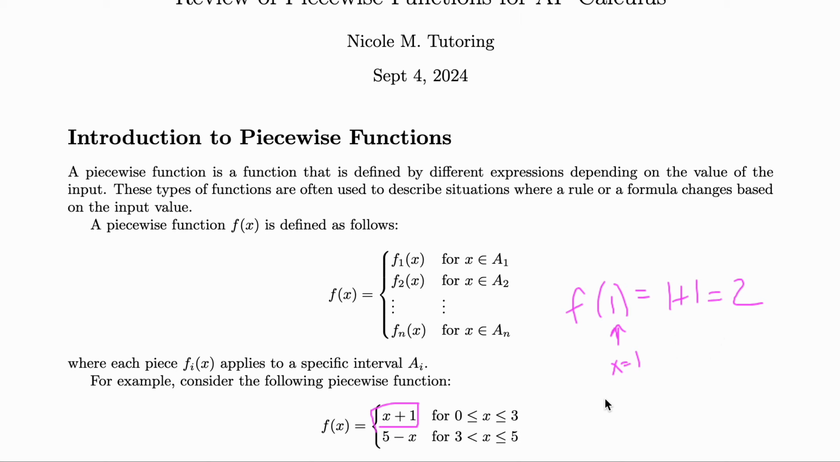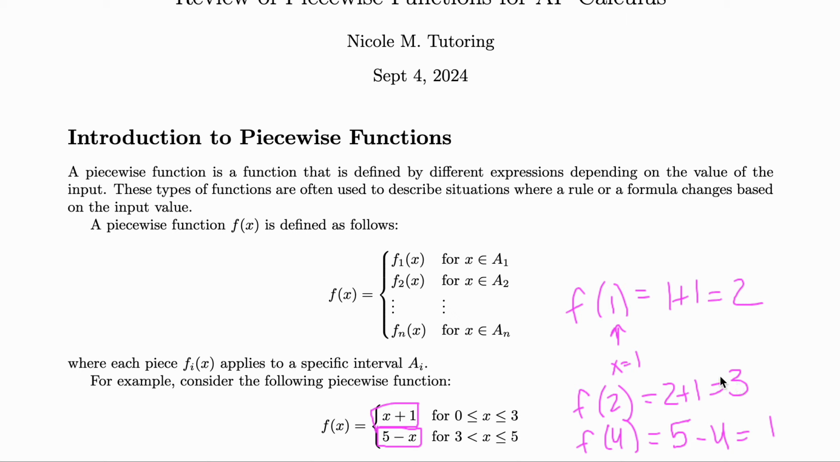Pretty straightforward. Let's take a look at another quick example. If I did f of 2, I would be using the same function rule because, again, my input value is still between 0 and 3. So now I would simply do 2 plus 1 and I would get 3. Now let's take a look at something like f of 4. Now my x value of 4 is in between 3 and 5, so I'm going to use my second function rule, which is 5 minus x. So I do 5 minus 4, which gives me 1.